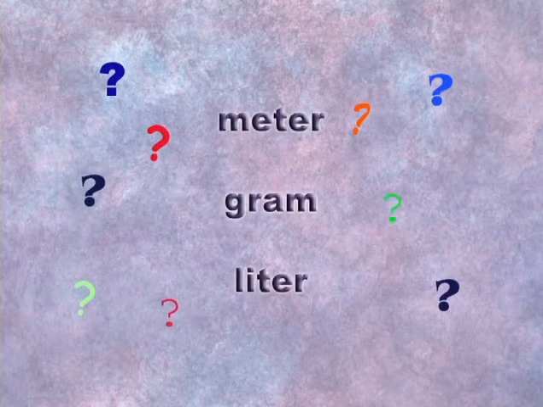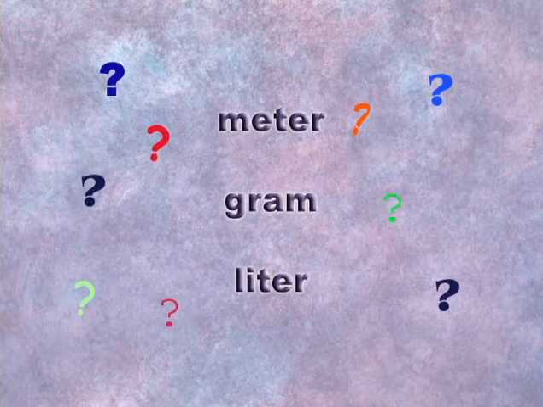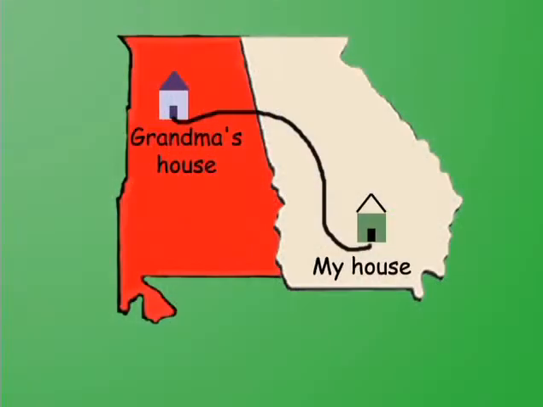Now that you're feeling more comfortable with the prefixes, let's try something a bit different. On these questions, you will need to think about which base unit, meter, gram, or liter, would be appropriate for the measurement, as well as which prefix is needed to make the number reasonable. You can just jot the answer down in your notes. What would be the most appropriate unit to measure the distance from your house in Georgia to Grandma's house in Alabama?